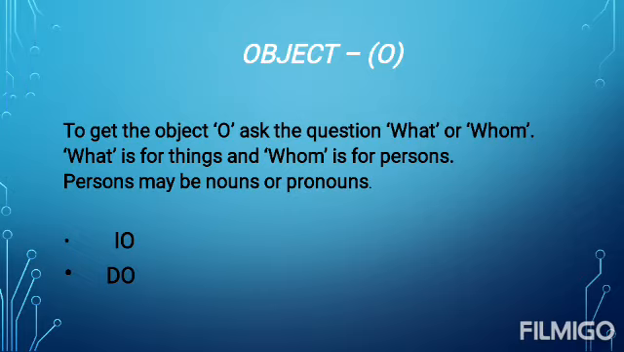Object. To get the object, O, we ask the question what or whom. What is for things and whom is for persons. Persons may be nouns or pronouns. Usually in a sentence, whenever there is a second person, it will be marked as an object. Object is of two types, direct object and indirect object. Whenever a sentence contains two objects, we have to distinguish them and say whether each is a direct object or an indirect object. Whenever a sentence contains only one object, we need not distinguish it.